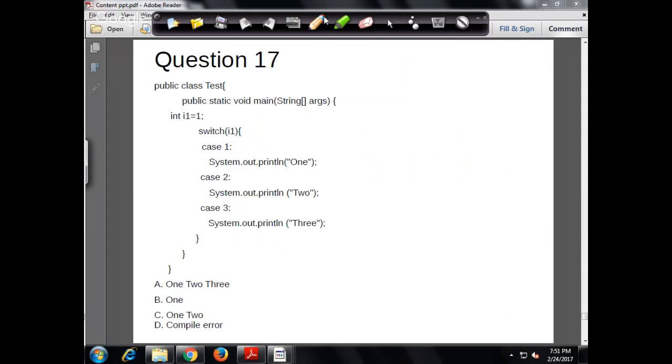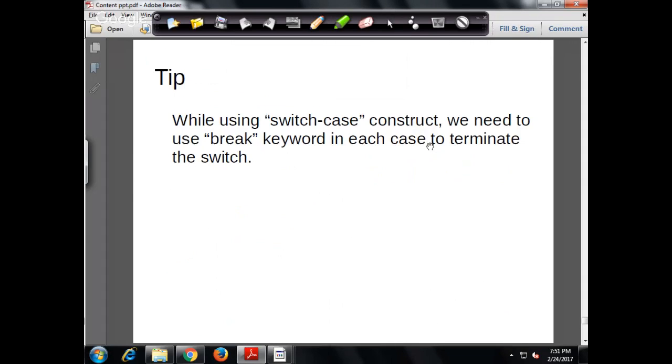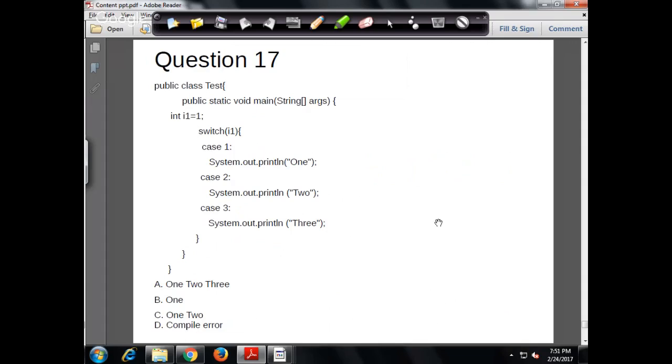So now I'm going to show the tip related to this particular question. The tip is pretty simple. The tip says that when you're using a switch case construct, you have to use break in each case to terminate the switch. So this is the tip. Now I'm going to display the question again to you guys. So with what you have learned from the tip, just try to use it and have a relook at this particular question and try to come up with the answer. A few of them have already answered correctly, but those of you who have not, just have a look.